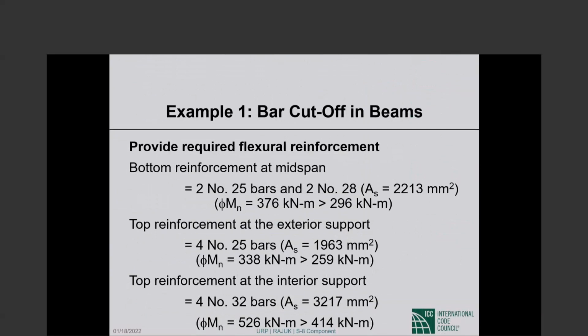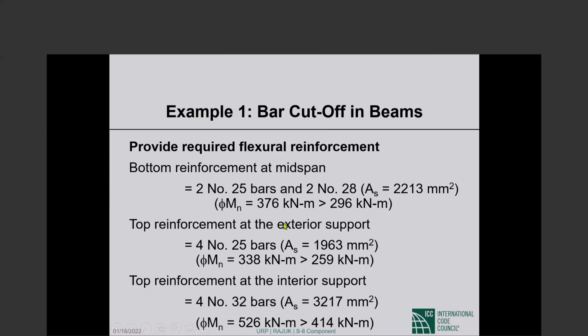For the 296 positive reinforcement in the span, we provided two number 25 bars and two number 28 bars. And that gave us phi times M sub n of 376, which, being in excess of 296, is fine.